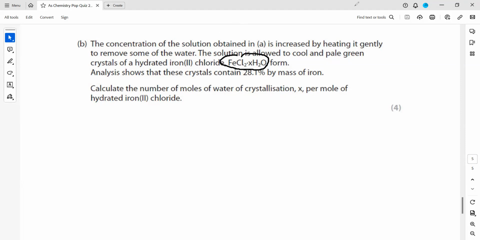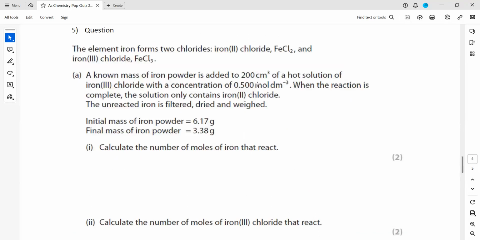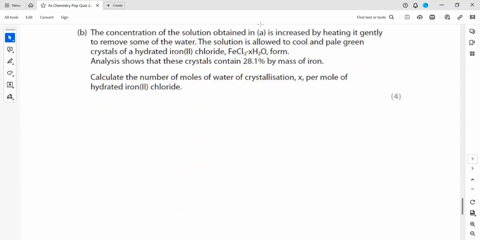And as you can see here, the solution which we obtain for iron(II) chloride, we crystallize that. When we concentrate and form the crystals, this will give us the water of crystallization. So we have FeCl2.xH2O. What we have to determine is the value of x. x is actually the water of crystallization.